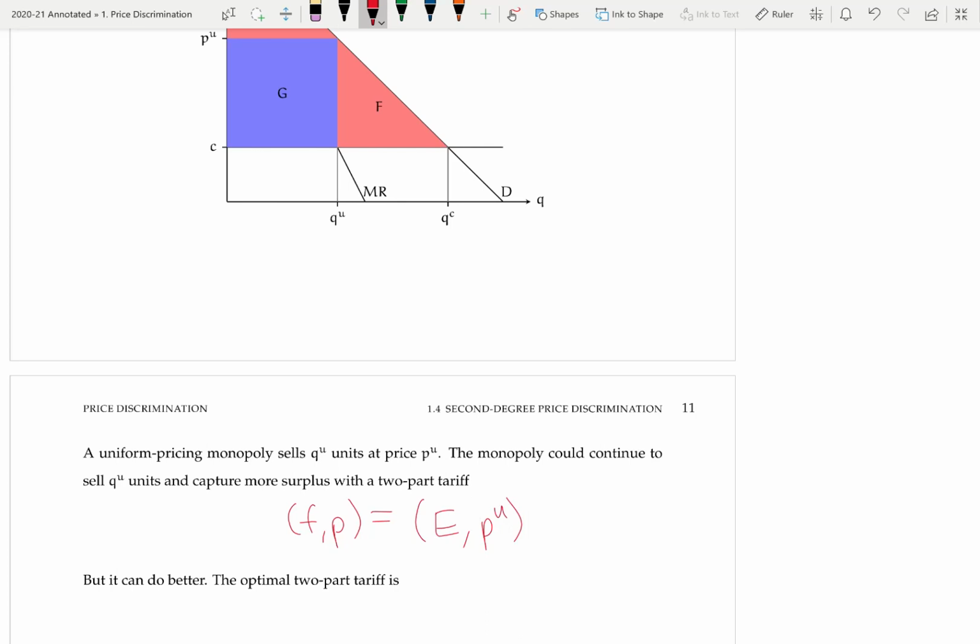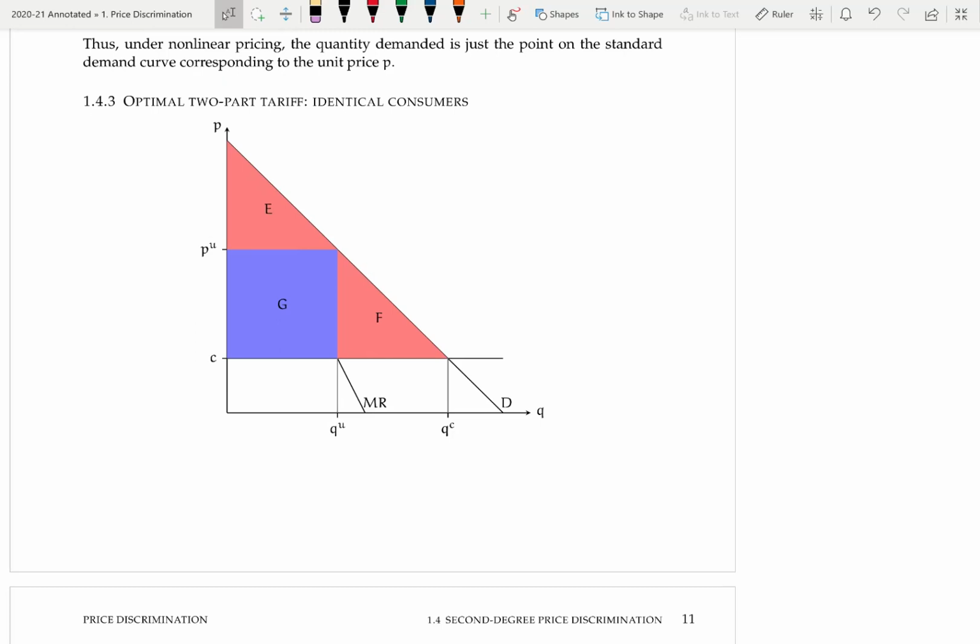However, this is not the best the monopoly can do. The monopoly actually can do better by changing its quantity as well as the way it prices. So let's look at the diagram again. If you recall that diagram about the motivation for a monopolist to price discriminate, there's this area F here, which is deadweight loss when the monopolist produces this output QU. So the monopolist will actually be able to capture that area F as profit as well.